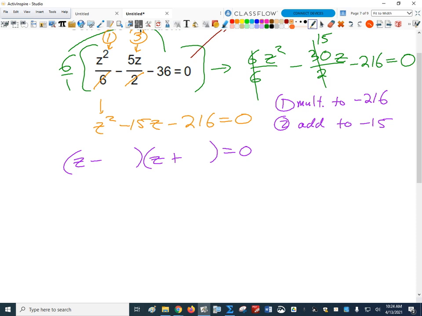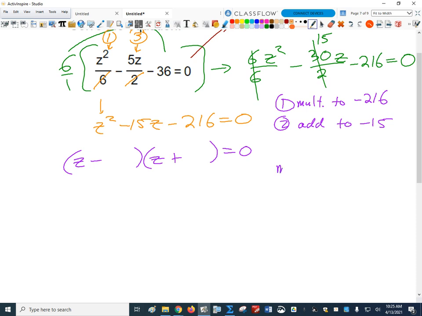These are big enough numbers that maybe it makes sense here to make a little table, right? So we could do this two ways. We could make a list of numbers that multiply to negative 216 and then just pick the ones that add to negative 15, or we could make a list of numbers that add to negative 15 and pick the ones that multiply to negative 216. You pick, right? In this case, I think it's a little bit easier to do the second one.